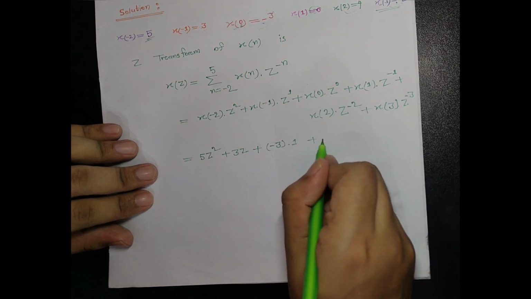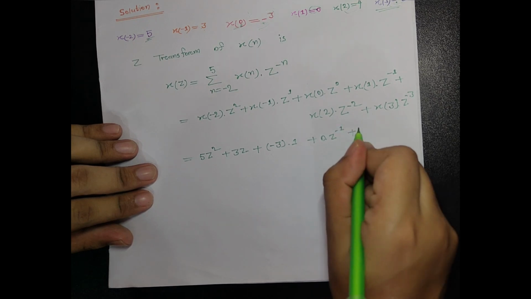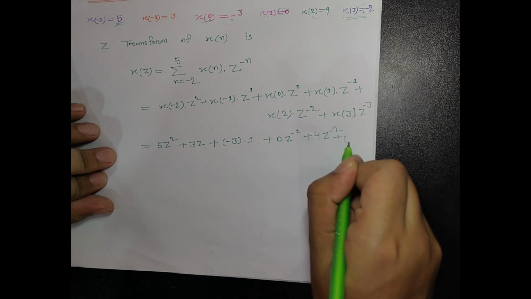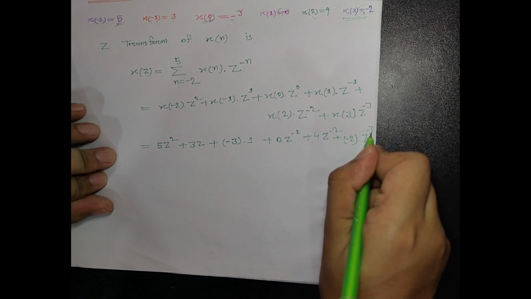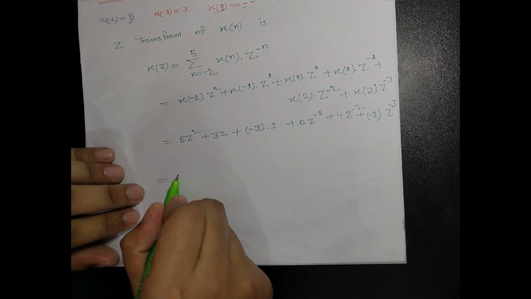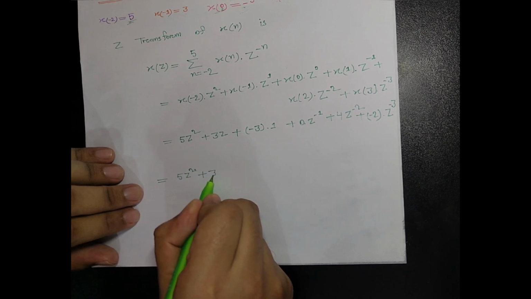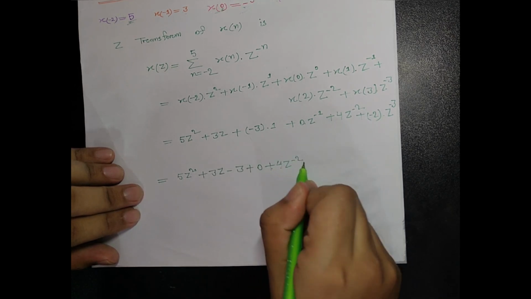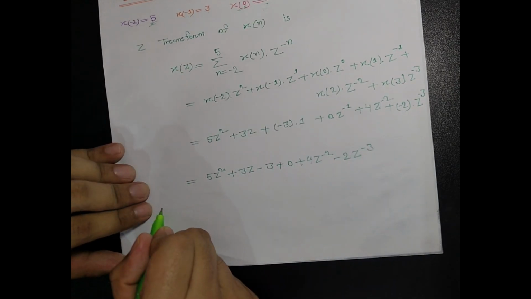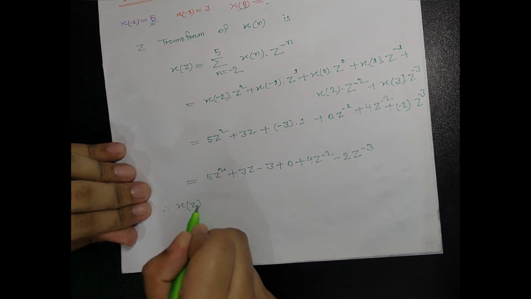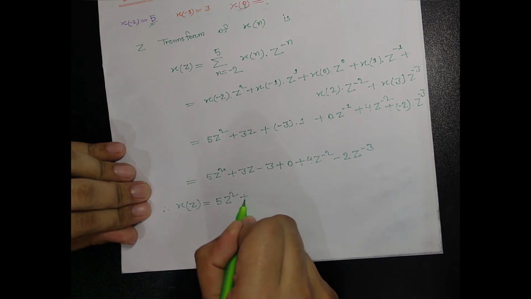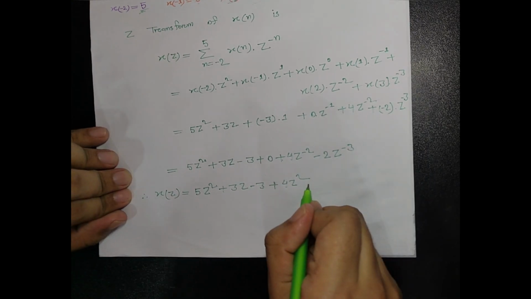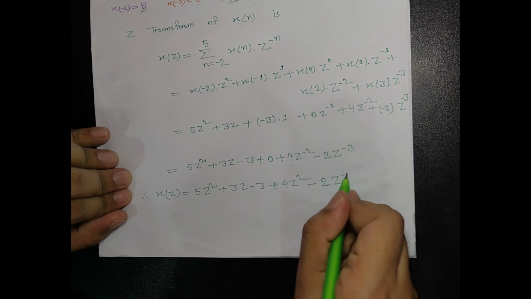plus 0 into z to the power minus 1, so that means X of z equal to 5 z squared plus 3z minus 3 plus 4 z to the power minus 2 minus 2 z to the power minus 3.